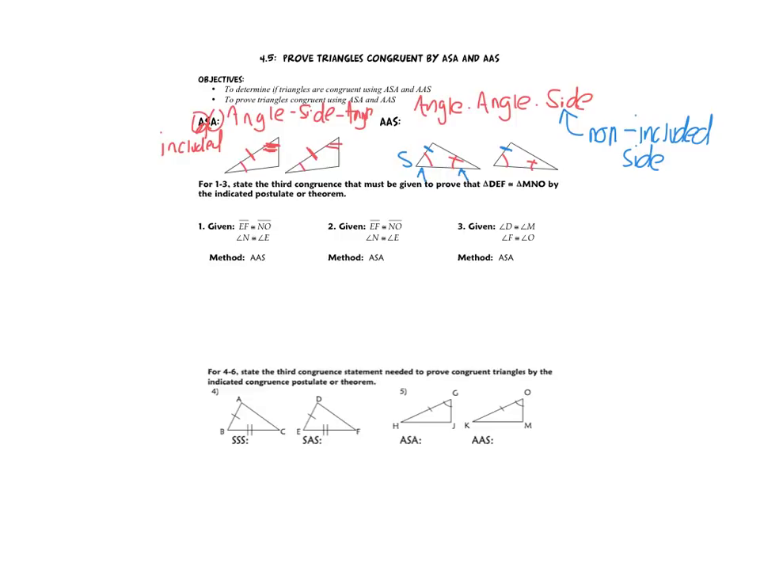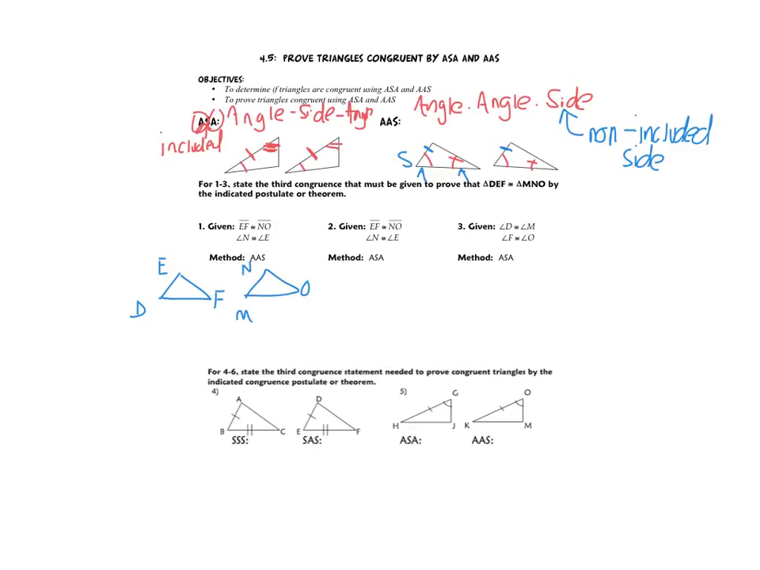Alright, so for numbers 1 through 3, we have to state the third congruence that must be given to prove that triangle DEF is congruent to triangle MNO by the indicated postulate or theorem. Whenever I see problems like this and they start giving me information like here in number 1, segment EF is congruent to NO, angle N is congruent to angle E, I need to draw it for myself. So I'm going to draw myself two triangles each and every time. Okay, so DEF is one of the triangles, and then MNO.